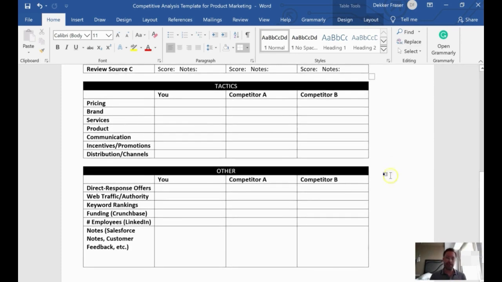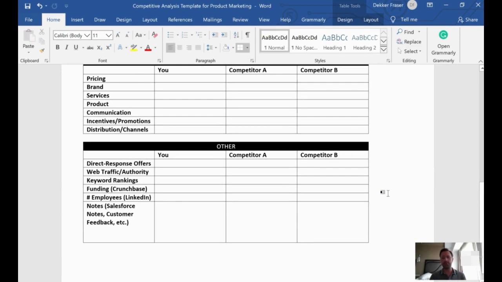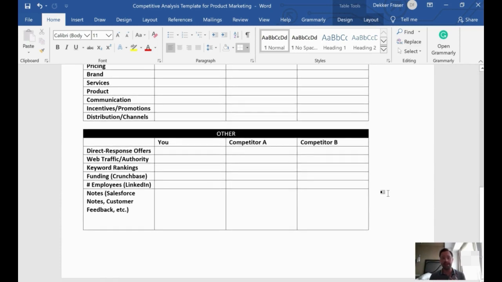So after looking at the strategy, looking at the tactics, looking at the reviews, looking at the competitive advantages, there are a few key things that I really like to focus on in the end. First is the direct response offer. So are your competitors selling something like a demo or a free trial? Or are they really pushing a coupon redemption? Because these little offers and how the messaging centers around the offers can make a huge difference in your conversion rate, your sales pipeline, and ultimately your sales.